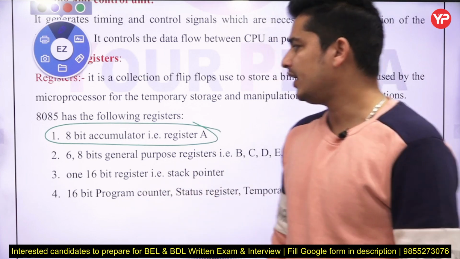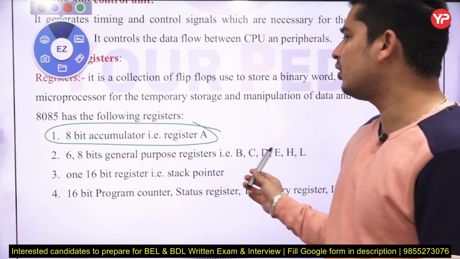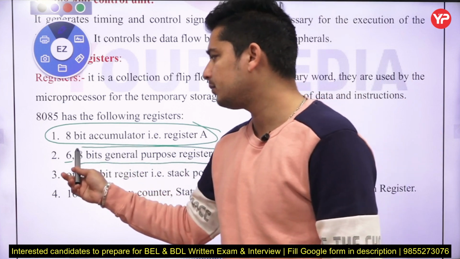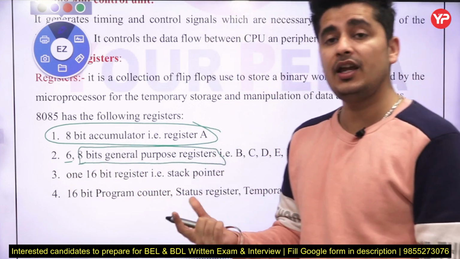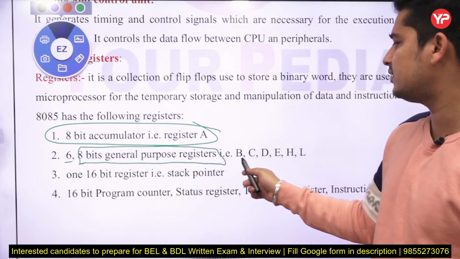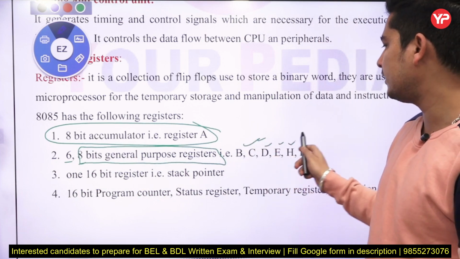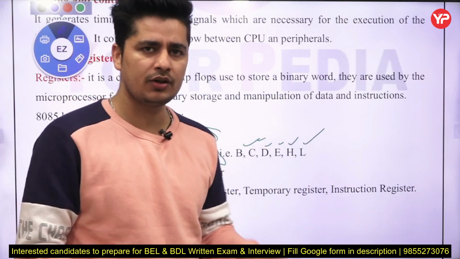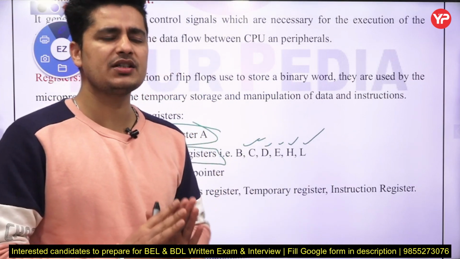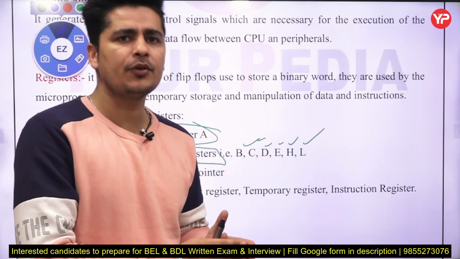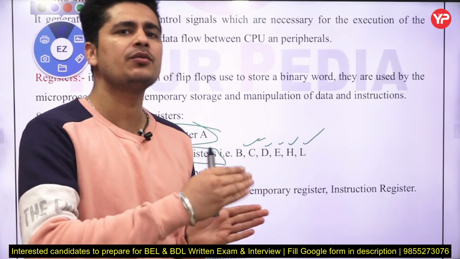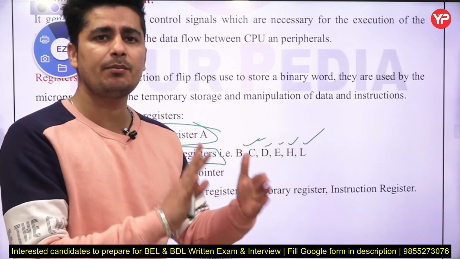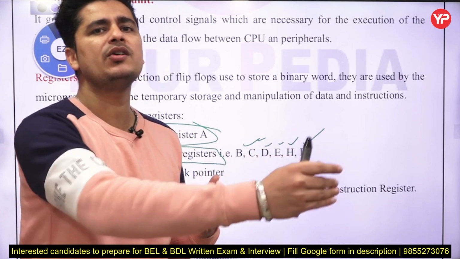Second thing, inside your microprocessor there are 6 8-bit general purpose registers. The names of these registers are B, C, D, E and then H and L. So these are the 6 general purpose registers inside your microprocessor. Remember, this is not the main memory; this is part of the microprocessor. The main memory is separate from this one.